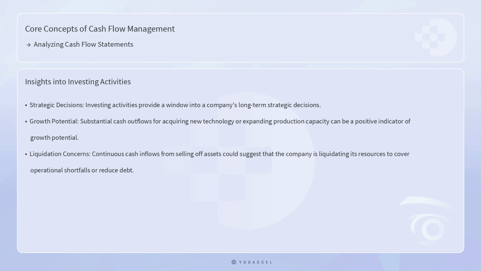Next, investing activities provide a window into a company's long-term strategic decisions. For example, substantial cash outflows for acquiring new technology or expanding production capacity can be a positive indicator of growth potential. Conversely, continuous cash inflows from selling off assets could suggest that the company is liquidating its resources to cover operational shortfalls or reduce debt, which might raise red flags about its future prospects.